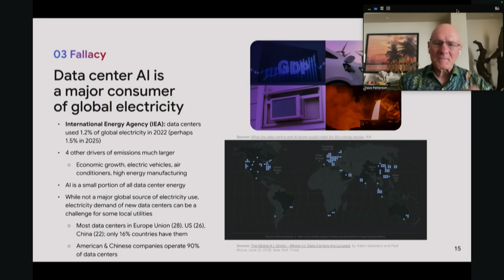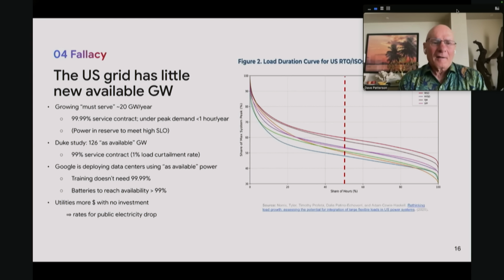But just because it's not a global problem doesn't mean it can't be a local problem. In particular, a lot of these data centers are in a small number of countries. So United States, China, and the EU have most of the data centers there. So they can be a local problem, but they're probably not a global problem. Okay. Fourth fallacy, like, well, is this a problem in the United States? We just don't have enough electricity to go around.